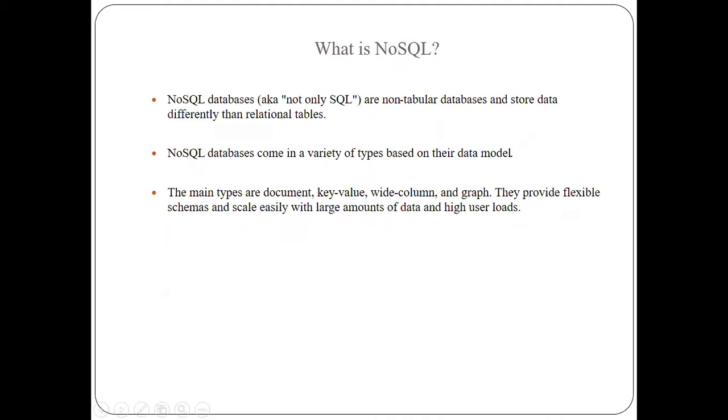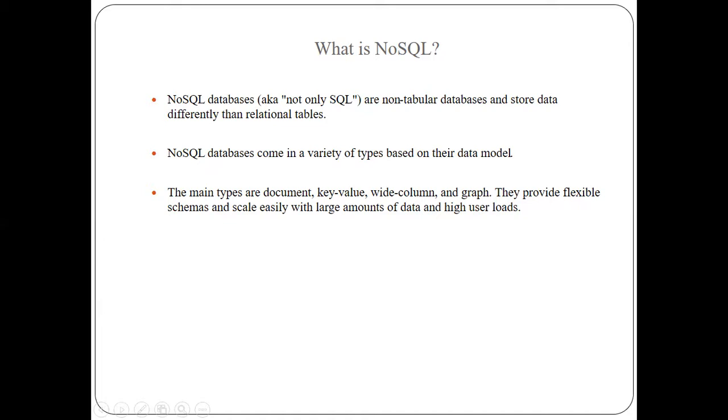But nowadays, the concept that is added is NoSQL. What is NoSQL? A NoSQL database, also known as not only SQL, is a non-tabular database. In this, no table is created. We will not store any type of data in the form of tables. That is why it is a non-tabular database and stores data differently than relational tables. NoSQL databases come in a variety of types based on their data models. The types are: document data model, key-value data model, wide-column or column family data model, and graph data model.